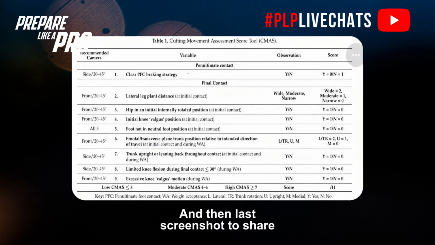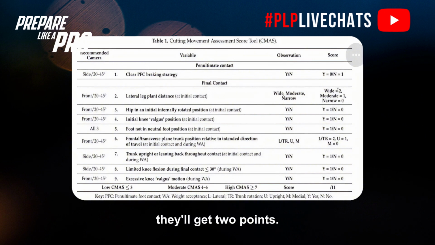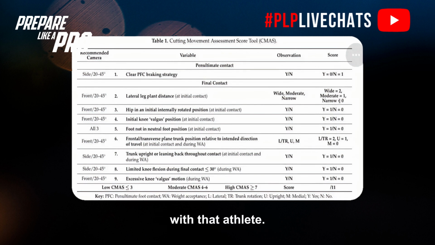And then the last screenshot to share is this one here, which is also a point system that Tom's put together for the cutting movement assessment score. The CMAS, if you're seeing that default, like lateral leg plant distance is too wide, they'll get 2 points. If it's moderate, it's 1. And if it's narrow, they get 0. So if it's quite close to their hip, it's 0. So you can rank that and then ultimately look at areas that you need to focus on with that athlete.